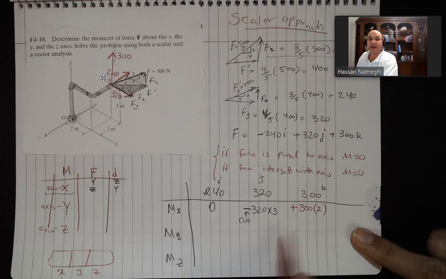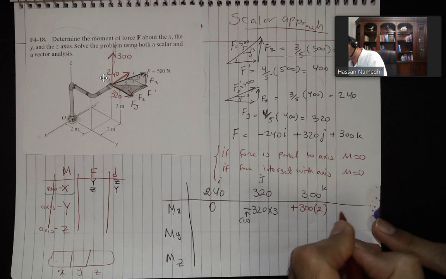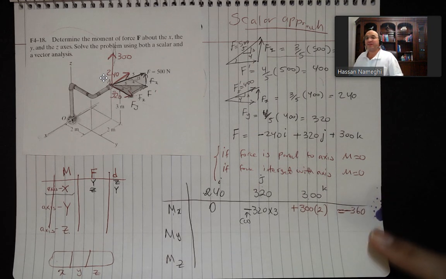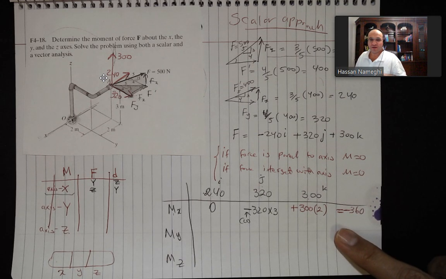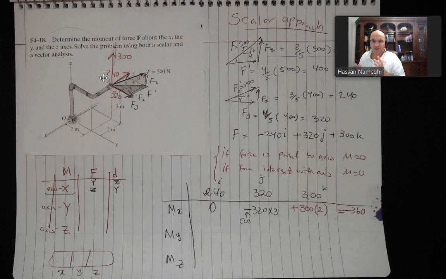So now I can add these two together and I found the moment about x-axis. If I add those two components together, I'm going to get minus 360. Again, this method is easier, but needs a lot of imagination. The other method is a little bit more wordy, but is straightforward. This one needs a little bit of imagination and thinking.